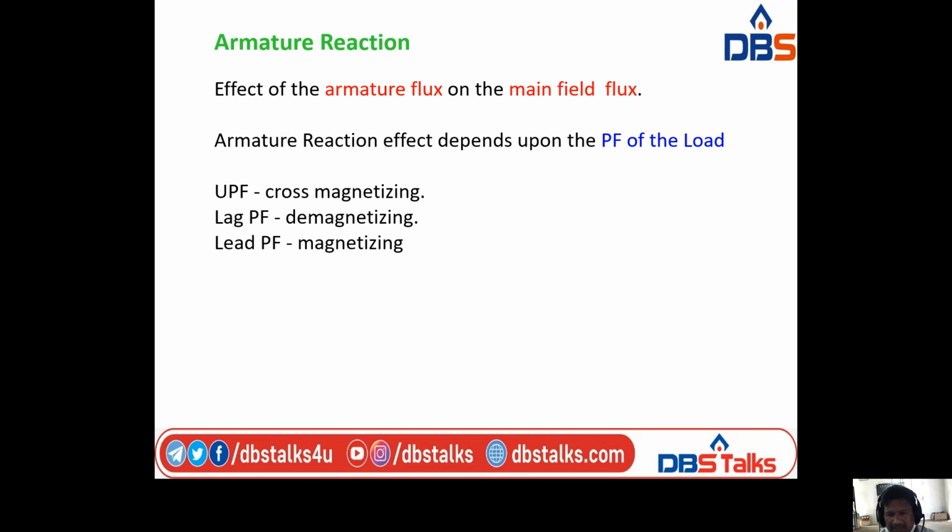Because of this armature reaction, the flux may be reduced. That means this armature flux has an effect on the main field, and the net flux may be reduced. Now this armature reaction may be cross magnetizing, demagnetizing, or magnetizing.